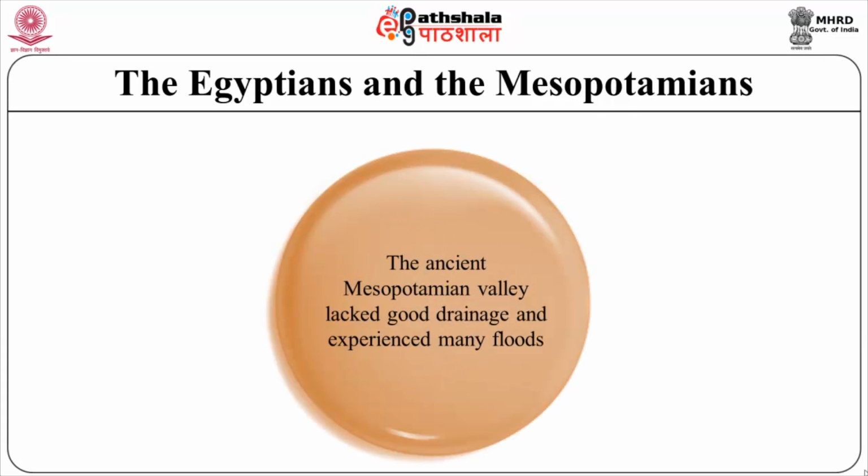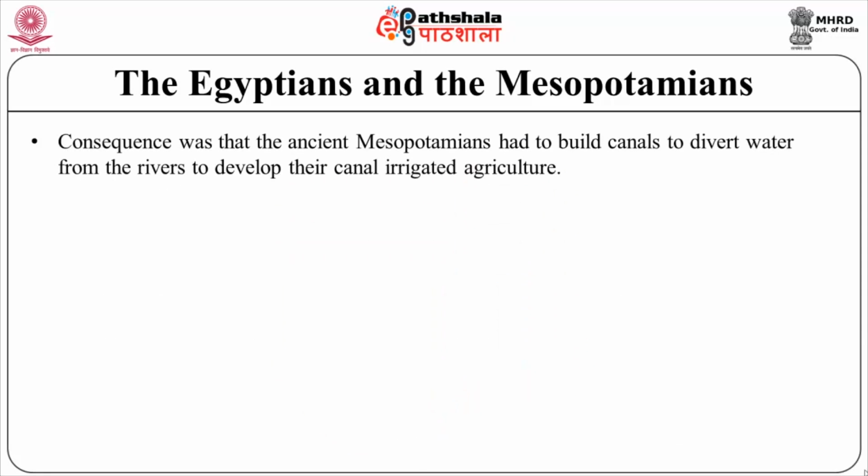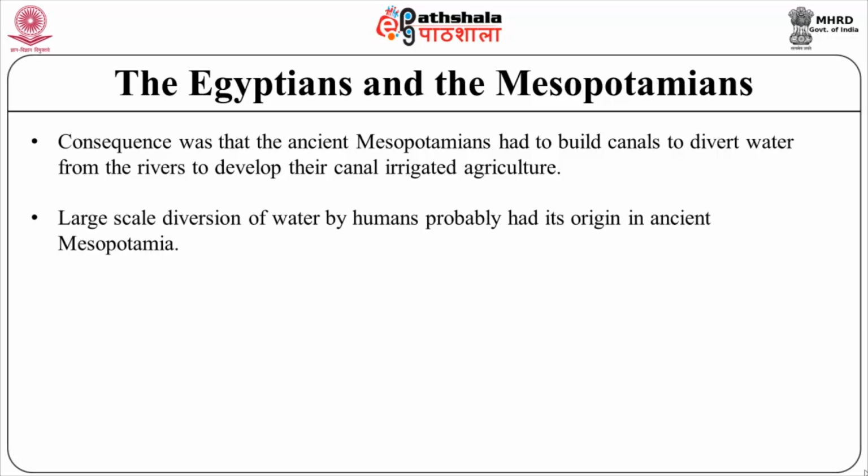The ancient Mesopotamian valley lacked good drainage and experienced mainly floods. The consequence was that the ancient Mesopotamians had to build canals to divert water from the river to develop their canal-irrigated agriculture. The large-scale diversion of water by humans probably had its origin in ancient Mesopotamia.